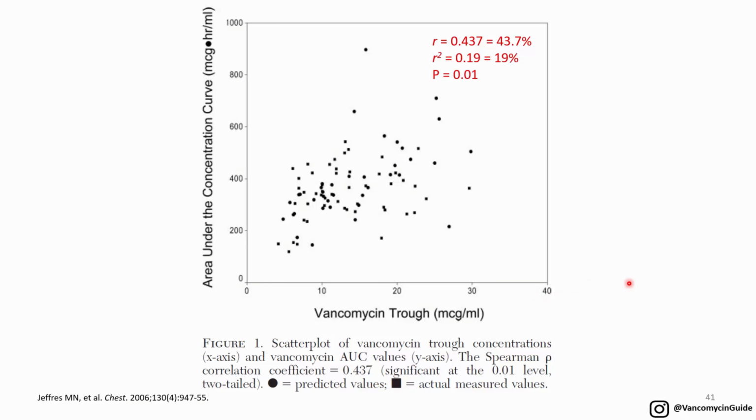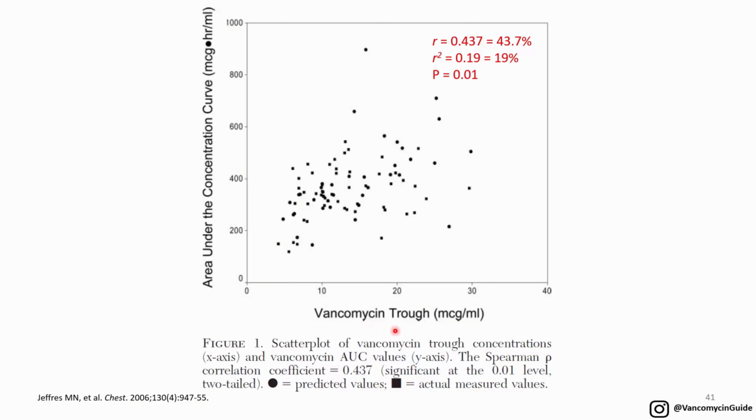Now let's see the correlation between trough and AUC. So these guidelines from 2009 and 2011 said that you can use trough as a surrogate for AUC, because we know AUC is the PK/PD target for efficacy. So AUC actually determines efficacy. Trough really doesn't mean anything for efficacy. Trough only is meaningful for safety, which we will talk about in a little bit. But for efficacy, trough doesn't mean anything.